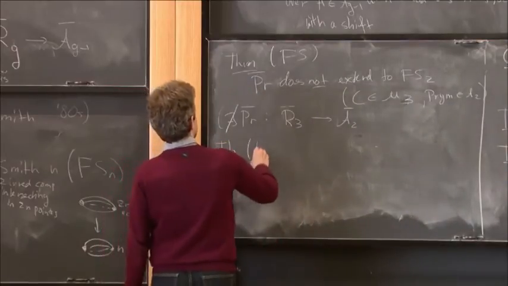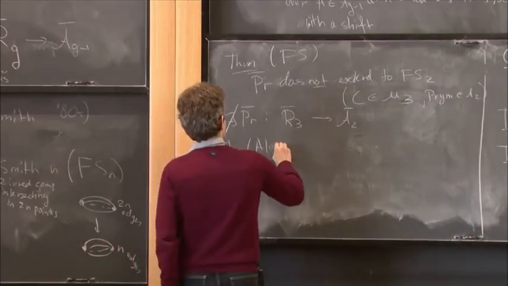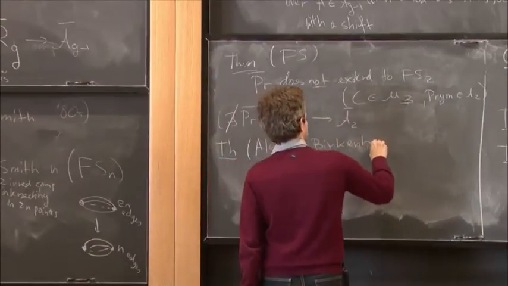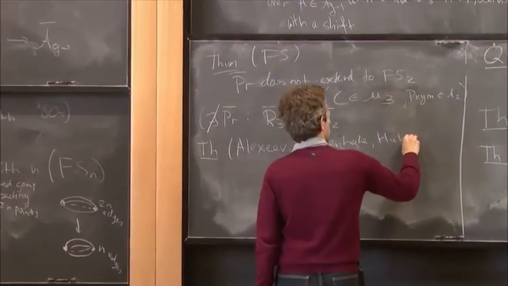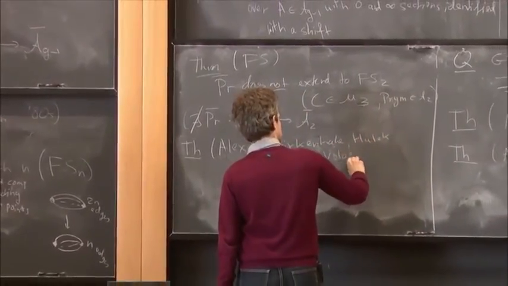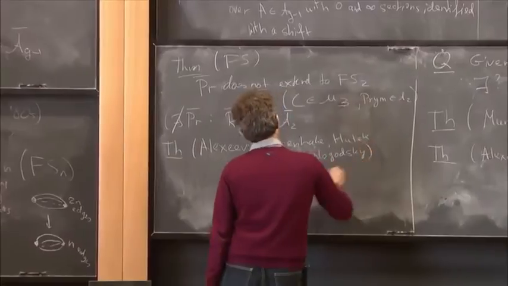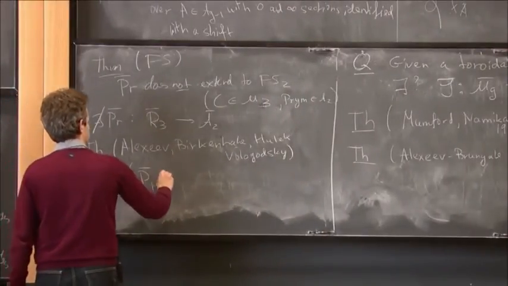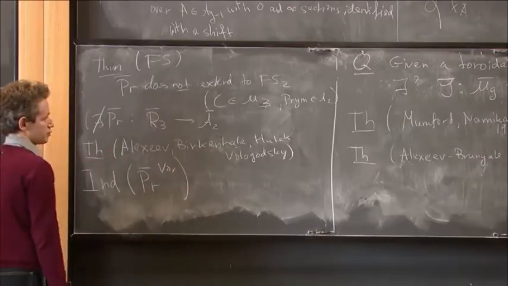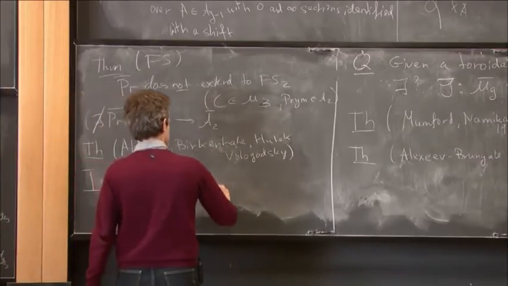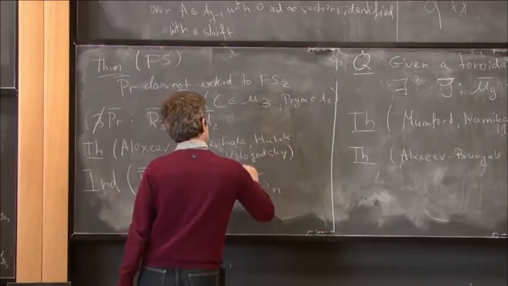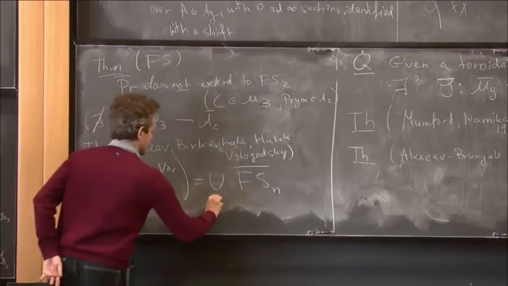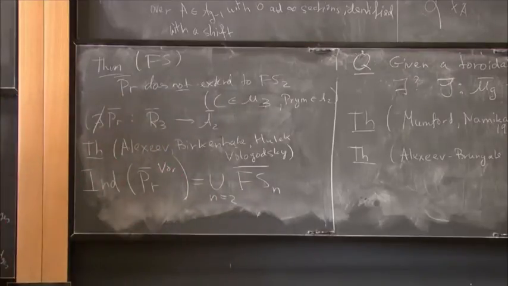The next theorem is due to Alexeev, Birkenhake, Hulek, and Vologodsky in an appendix to their paper, which says the following: the indeterminacy locus of the Prym map to the Voronoi compactification, whatever that is, is equal to the union of all these Friedman-Smith loci, closed up. Okay, and I should start with n equal to 2. N equal to 1 does not cause any trouble here.